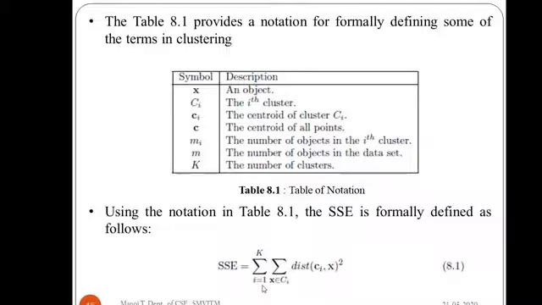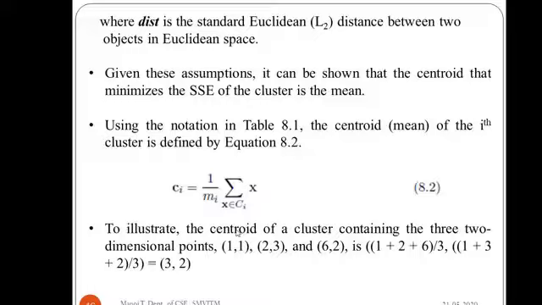Only thing is, you need to remember the notation. K means the number of clusters, capital Ci means it is the ith cluster, small ci means the centroid of the cluster Ci, x means a particular data object. These notations you need to keep in your mind.